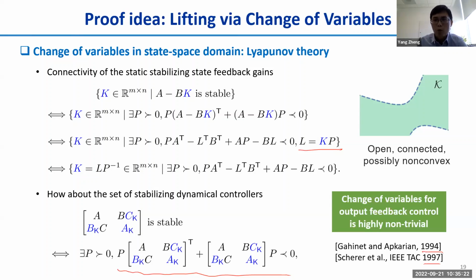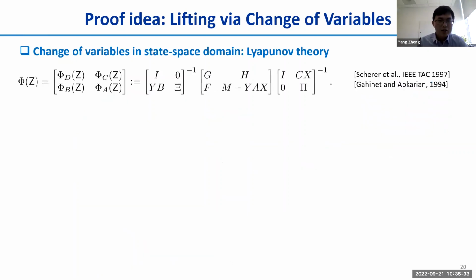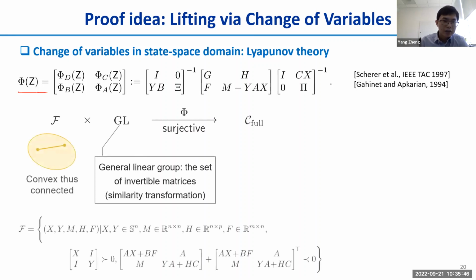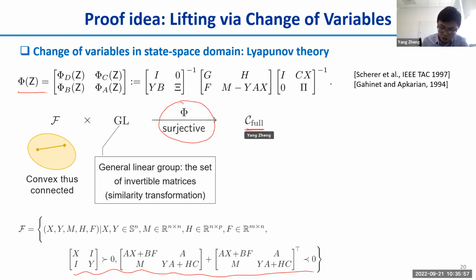And then there's a mapping from the change of variable to this control parameter. And the change of variable becomes more complicated. So I'm going to show you the change of variable, but it's kind of complicated. So the change of variable basically looks like this. There's a mapping from one domain to another domain, and then we get two linear matrix inequalities, and they are convex. And then there's a surjective mapping from this convex set to the set of stabilizing controllers.